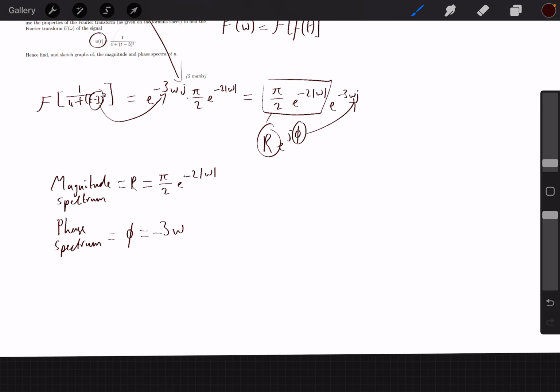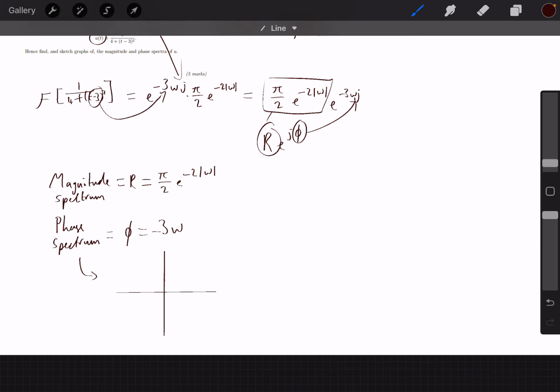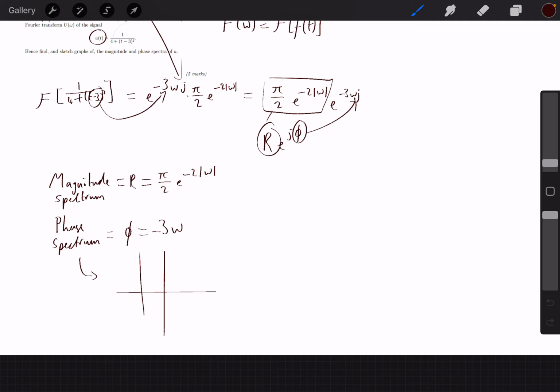And now we have to draw the graph. So the phase spectrum is pretty simple. It's negative 3W. So, I mean, actually, I shouldn't have written negative, but we've done it now. And it goes through. Let me just make sure I get this right. So I'll say, let me just make this more clear. 2, negative 2. This is the draw the phase spectrum.